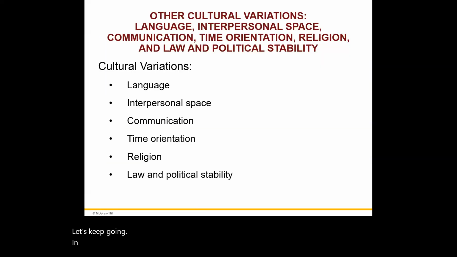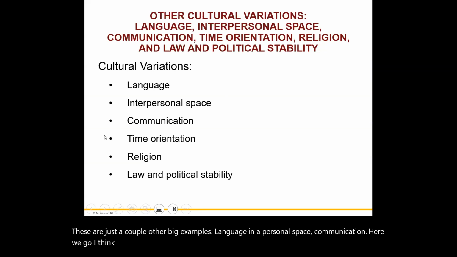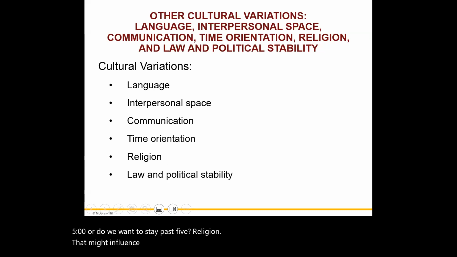In addition to those dimensions, I mentioned there were others that we can differentiate cultures on. These are just a couple other big examples: language, interpersonal space, communication. Oh, here we go. I think Eileen's example relates to time orientation. So do we want to leave work at 5 or do we want to stay past 5? Religion, that might influence Carissa's example of getting tattoos or not getting tattoos. And then law and political stability.